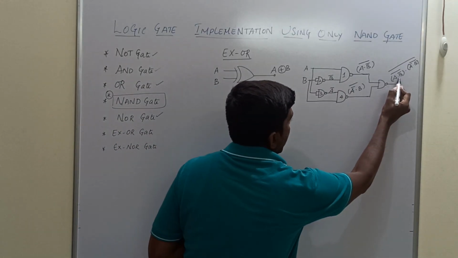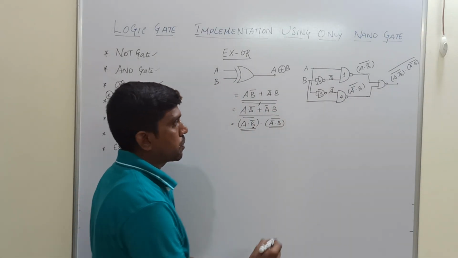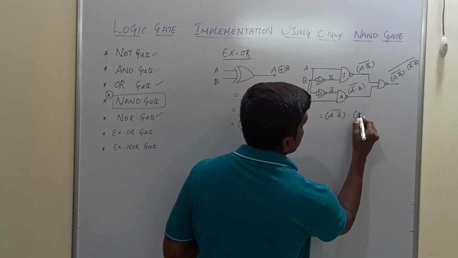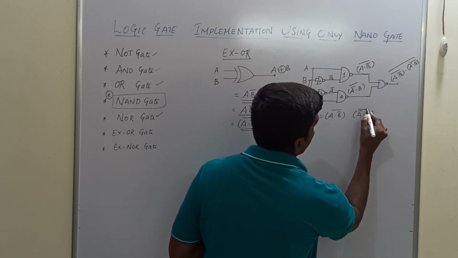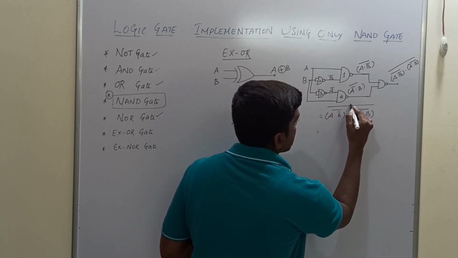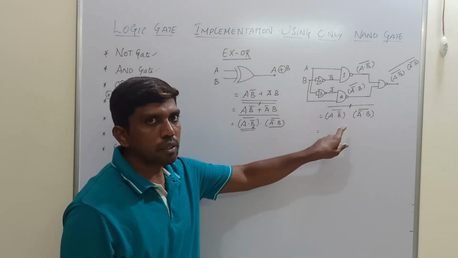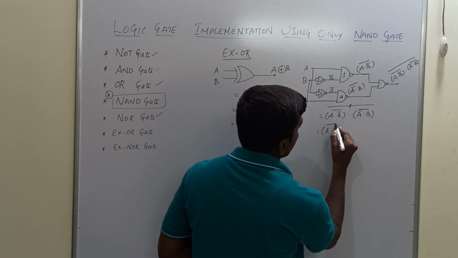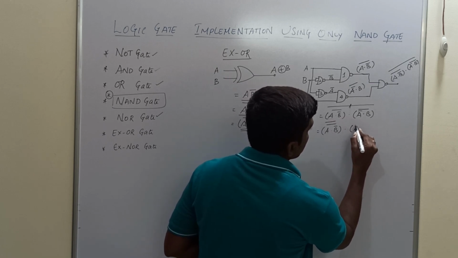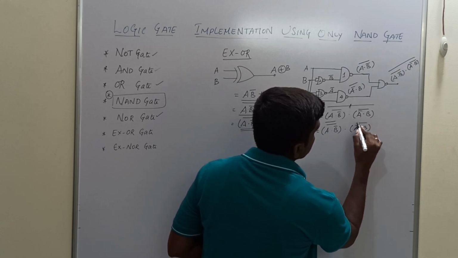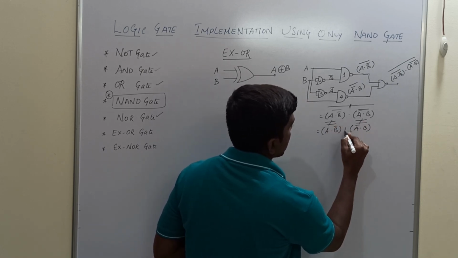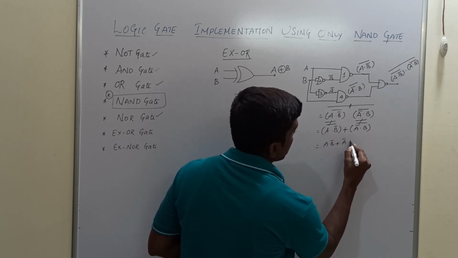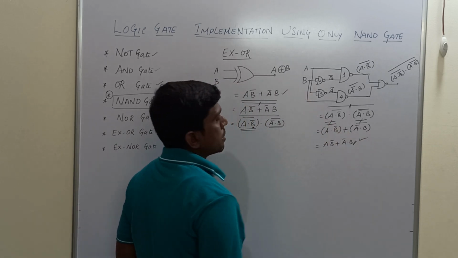Now I prove this expression is equivalent to the XOR expression. (A dot B bar the whole bar) dot (A bar dot B the whole bar), then whole bar. I just apply De Morgan's theorem. So break the bar, change the sign. A dot B bar the whole bar bar, plus A bar dot B double bar. So this double bar cancels. So this is the plus symbol. A dot B bar plus A bar dot B. So both the expressions are the same.